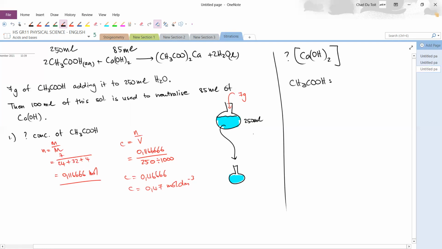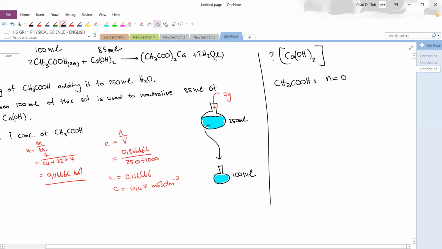Okay, let me throw another flask. How many moles are we adding to that 100 ml flask? Look, we started off with 250 ml flasks. Now we're only using 100 ml of that solution. How many moles is that? Can I just calculate quickly?